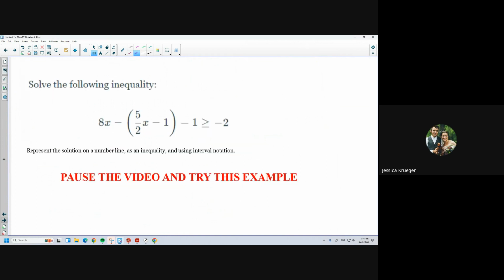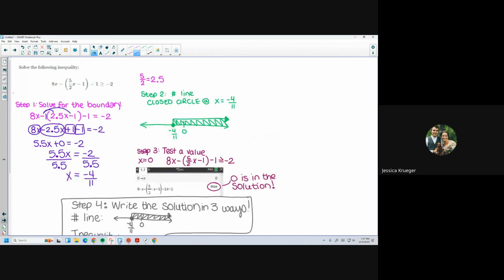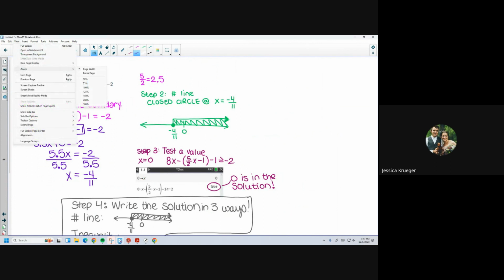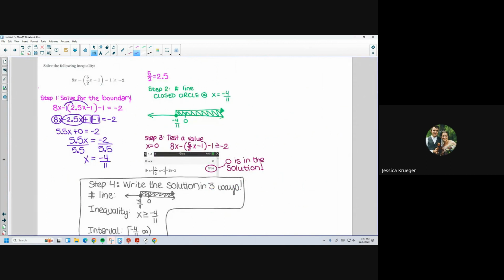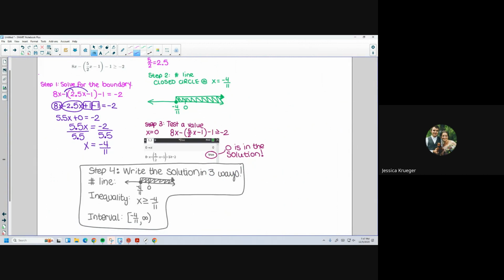Okay, here's the next one I'd like you to try. Here's your solutions. I'm going to zoom out so that you can hopefully see all of it. So go ahead and pause the video.